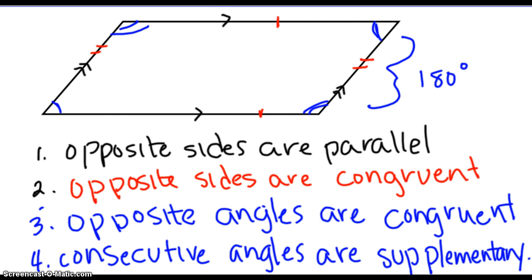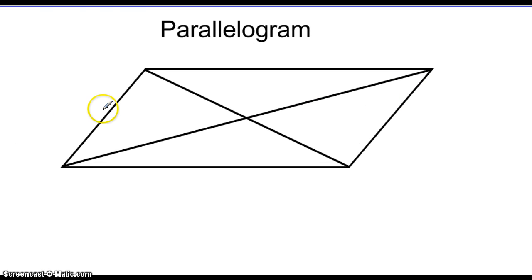And then the last one we're going to talk about, if you flip to the next page of your notes, it's easier to draw on this. Remember, this is what we call a diagonal. Diagonals connect two non-consecutive vertices, so from here to here. And in a parallelogram, the diagonals bisect each other. So that's our property, number 5. And it doesn't matter the order, but you have to know these.